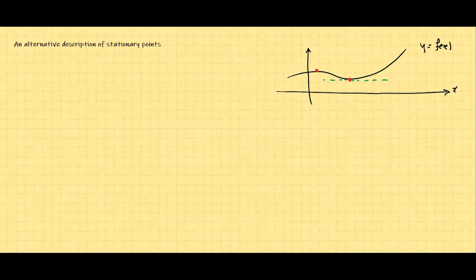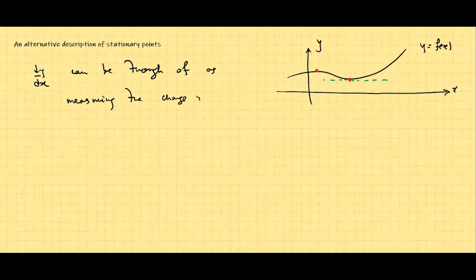However, there is another way of thinking about stationary points, and it turns out to be very useful. But before we do that, we need to have another way of thinking about what a derivative is. So dy by dx, this is the new way of thinking about the derivative, can be thought of as measuring the change in y as x is changed.